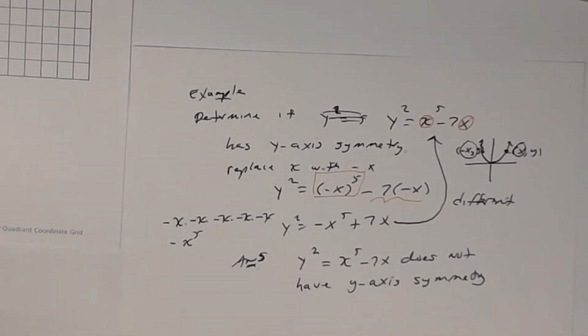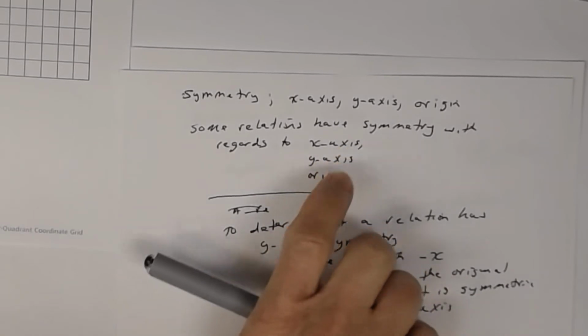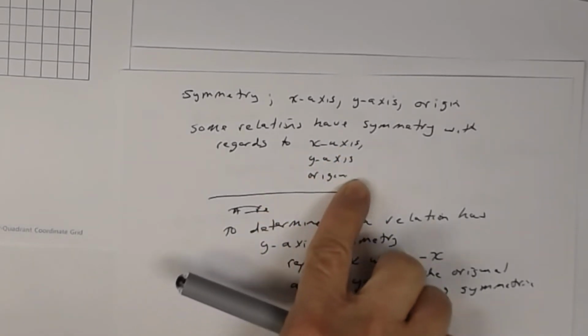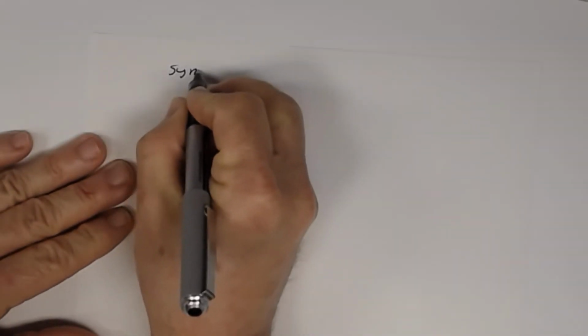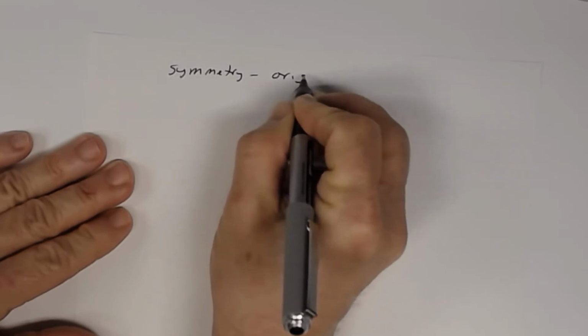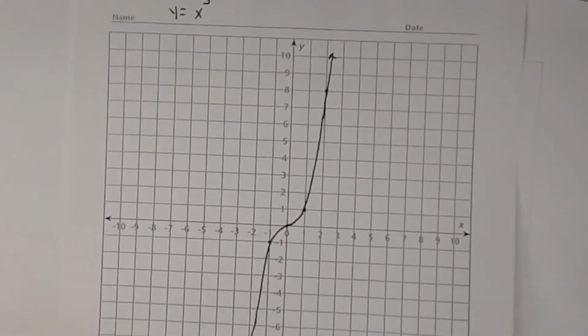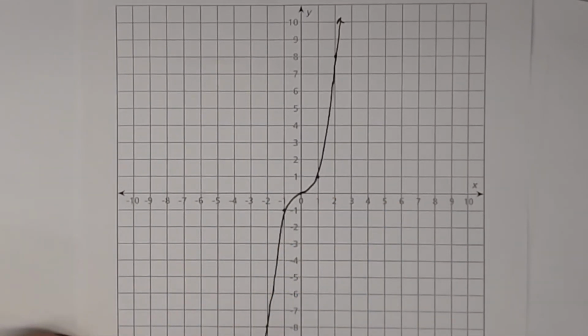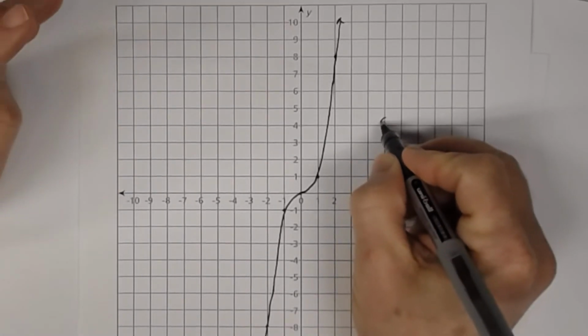Okay, now remember, we can talk about some relations that have symmetry with respect to the x-axis, the y-axis, but also the origin. So let's look at the origin for a moment. Let me write this here: symmetry with respect to the origin. Oops, I spelled origin wrong, sorry. O-R-I-G-I-N, okay, origin. So let's look at this graph. I'm letting you know now that this graph has symmetry with respect to the origin. Here's the origin right here. That's the origin, and I want you to notice something. This right here has origin symmetry.